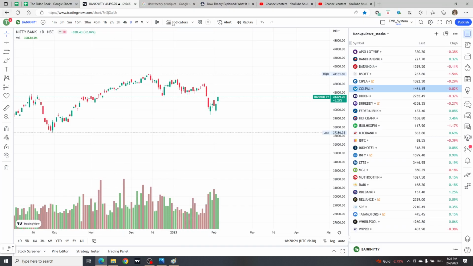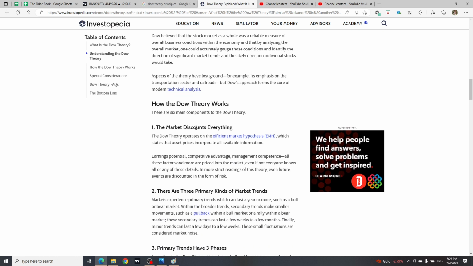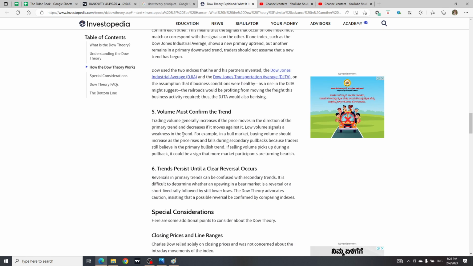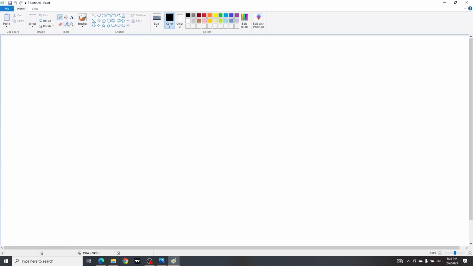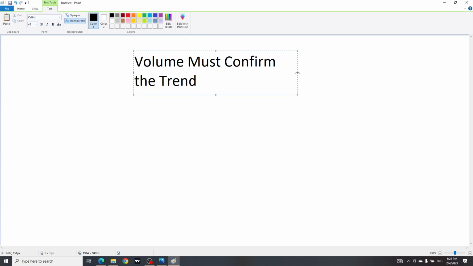If you see, Dow theory says there are 6 main components. In this I am not interested in all of these. I am interested in the fifth point: volume must confirm the trend. Volume must confirm the trend. Let's discuss what it is and how it is helpful for our trade. So this is the topic I wanted to discuss today.